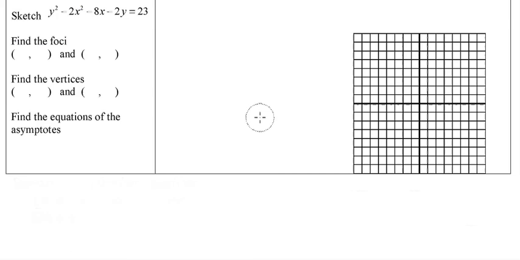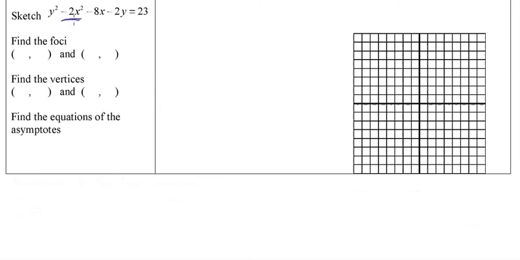All right, so here we are. We're given an equation, and since we're in this section of hyperbolas, we know that that's what this is going to be. But just as you come along this equation, how would you otherwise know that it's still a hyperbola? So let's look at the equation for a second. We've got y squared minus 2x squared minus 8x minus 2y equals 23.